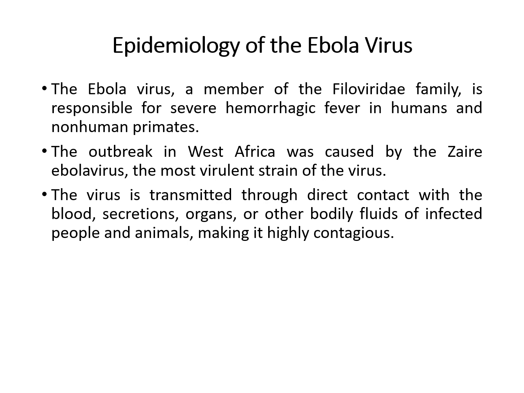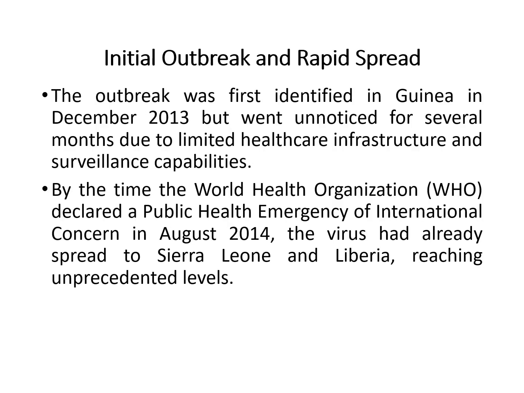The virus is transmitted through direct contact with the blood, secretions, organs, or other bodily fluids of infected people and animals, making it highly contagious. So it is one of the most contagious diseases humans have seen, and through it the disease was spreading across West Africa.